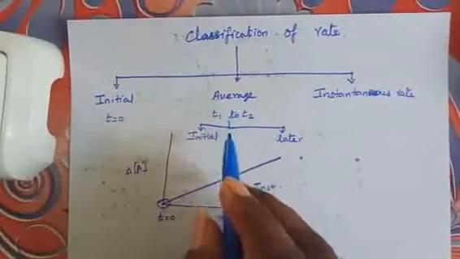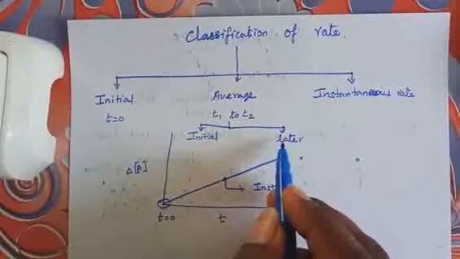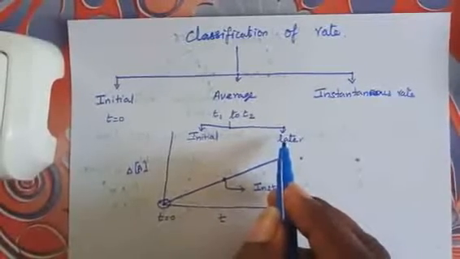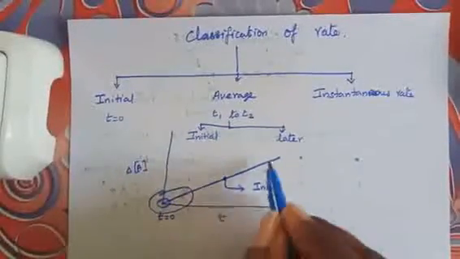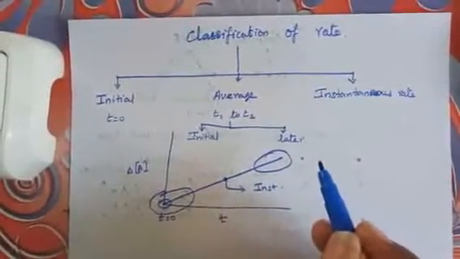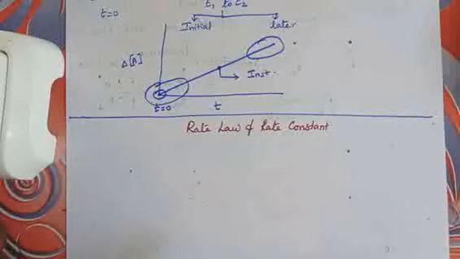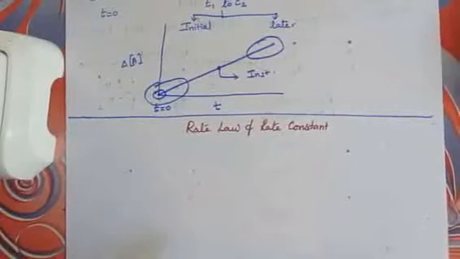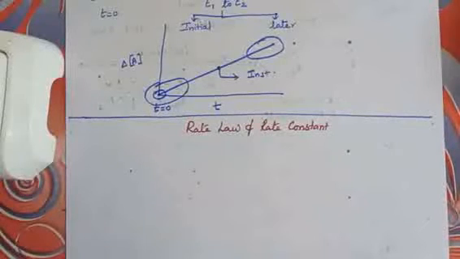Average rate is further classified into two types: initial average or later average. This is actually based on the observation of average rate at the beginning of the reaction or at the end of the reaction. Rate law and rate constant. The above rate expression will not give enough explanation about the rate or speed of a chemical reaction, so we need a new law to explain chemical kinetics, or the rate of a chemical reaction, more deeply.